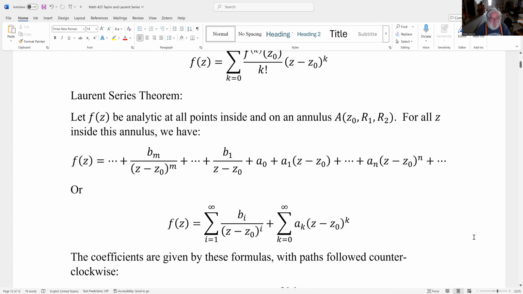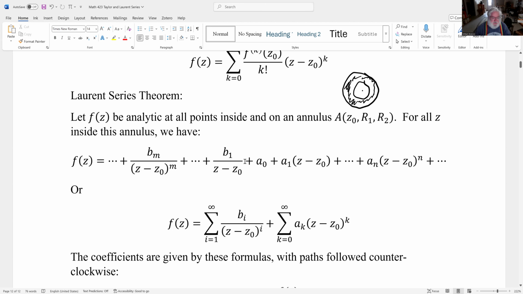Laurent series is similar. f of z is analytic at all points inside and on an annulus. And remember that this kind of figure has a center that's z0, an inner ring of radius R1, and an outer ring of radius R2. And we're analytic everywhere in there and also on the boundaries, which is a little bit different from the statement of Taylor's theorem. So it means we're actually analytic on an open set that contains the annulus.